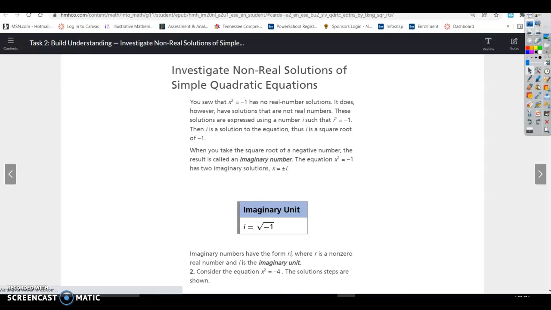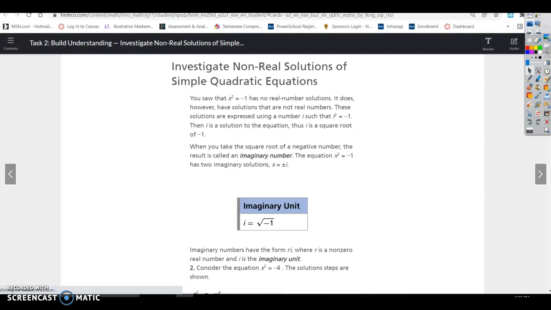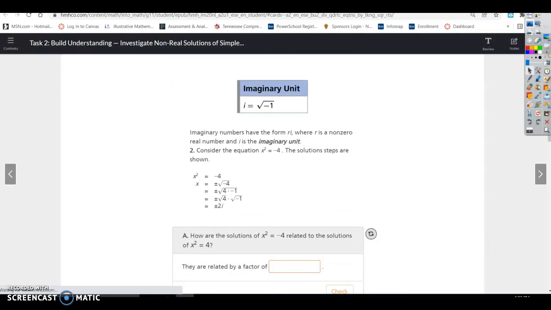When you take the square root of a negative number, the result is called an imaginary number. The equation x squared equals negative 1 has two imaginary solutions: x equals plus or minus i. All right, so the imaginary unit i equals the square root of negative 1. This is important. Imaginary numbers have the form ri, where r is a non-zero real number and i is the imaginary unit.